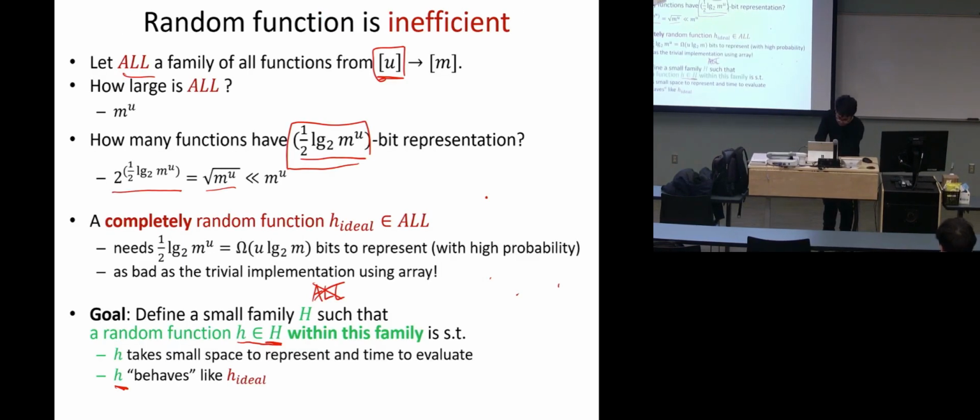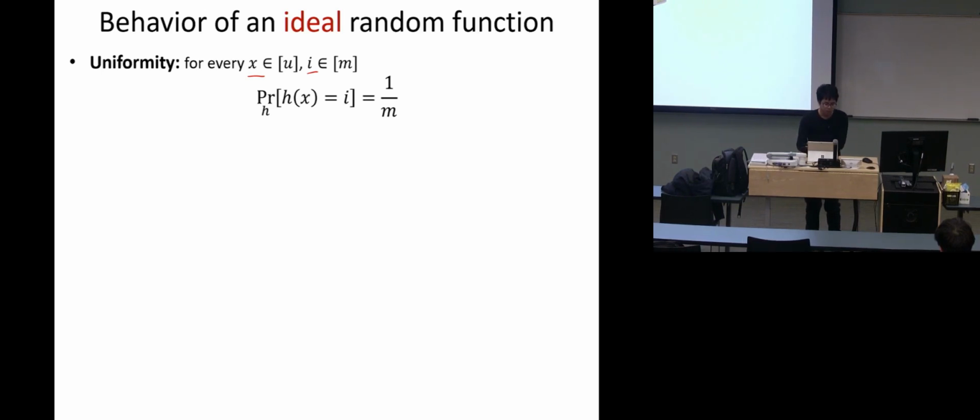Okay. So when I said that it behaves like H ideal, the completely random guy, what do I mean by that? So the behavior of an ideal random function has many seemingly useful properties. First of all, very natural is to ask for uniformity. That is, for any key x and any position i, we want the probability that h of x is i to be uniform, so 1 over m. So each key maps to each position in a uniform way.